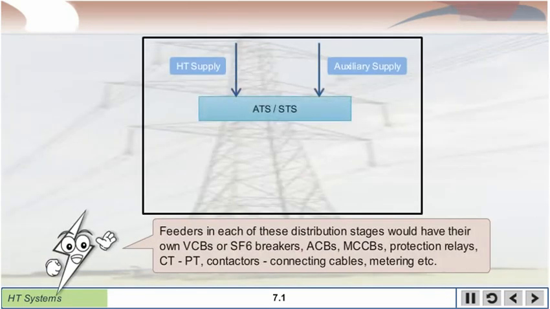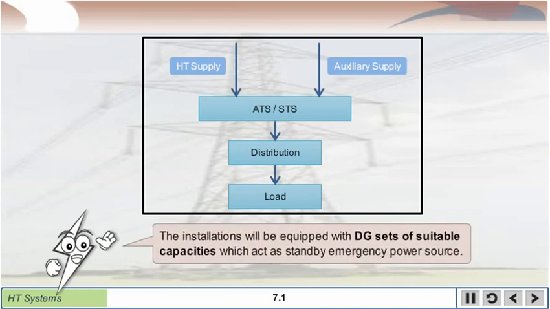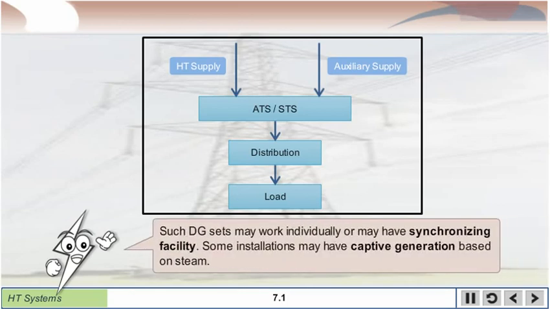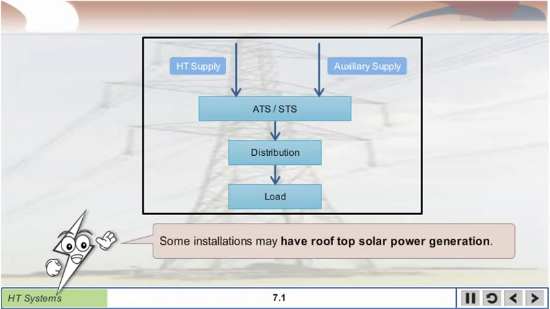Feeders in each of these distribution stages would have their own VCBs, SF6 breakers, ACBs, MCCBs, protection relays, CTPT, contactors, connecting cables, metering, etc. The installation will be equipped with DG sets of suitable capacities which act as standby emergency power source. Such DG sets may work individually or may have synchronizing facility. Some installations may have captive generation based on steam. Some installations may have rooftop solar power generation.